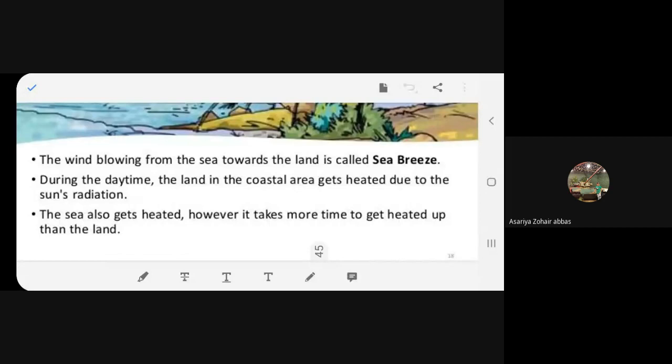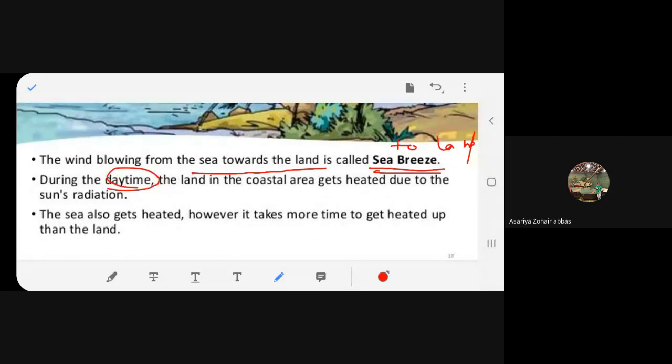What do you see over here? That from where the wind is blowing, beta? From the sea. And where is it going? Towards the land. So it is called as sea breeze. So what is sea breeze? Sea to land. You should not be confused. And it happens during the daytime. Why? Because land gets heated by sun's radiation. Is it understandable?